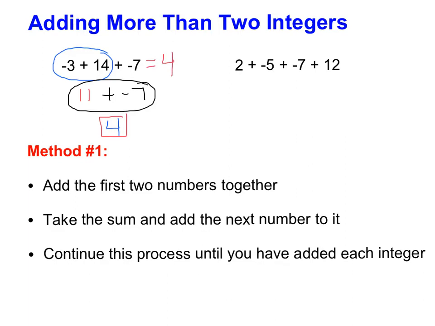We can repeat the same process with our next problem. So I'm going to start off by taking the first two numbers and use my rules of adding integers. So 2 plus negative 5, they're opposites, so I'm going to subtract, and I get 3. And in this case, I have more negatives, so it's negative 3. And now I'm going to rewrite my problem.